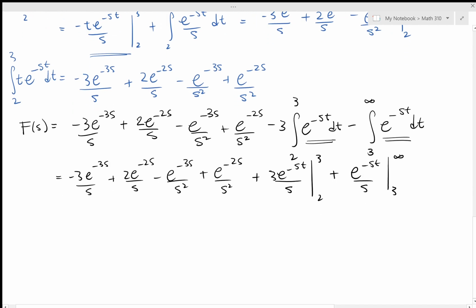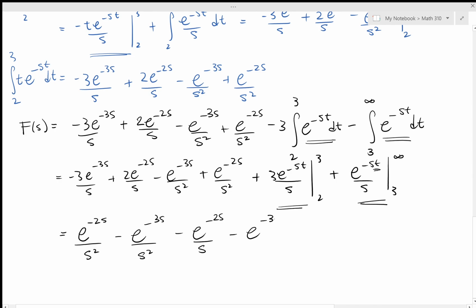Okay, as t goes to infinity, e to the minus st is going to go to 0, s greater than 0. That leaves me a whole bunch of terms that I can combine and evaluate. So now I just expand this and I expand this. I combine any like terms and do any cancellation that I can see, and this comes out to be e to the minus 2s over s squared minus e to the minus 3s over s squared minus e to the minus 2s over s minus e to the minus 3s over s.